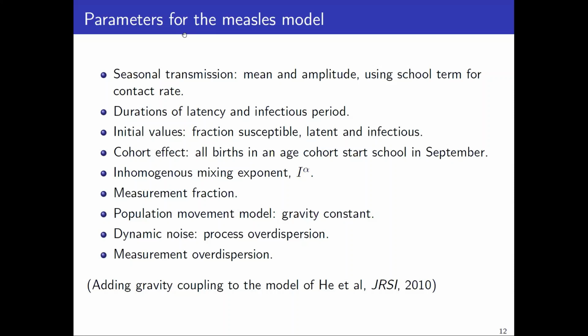There's disease latency, there's a duration of infection, there's initial values that turn out to be important. Possibly there's a cohort effect. So measles is a childhood disease. Kids really are getting infected in school, and they all arrive in school at the start of September, regardless of when their birthday is. So it's not like the new births are drifting gradually in. And so that might be an important effect. You can add it to the model and see if it's an important effect. There's a mixing exponent, I to the alpha, which is supposed to model inhomogeneity.